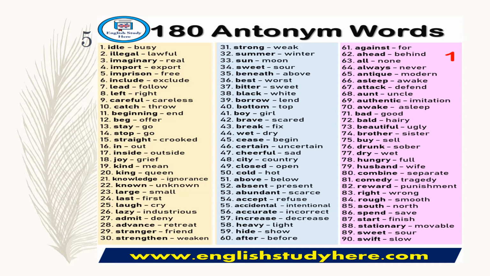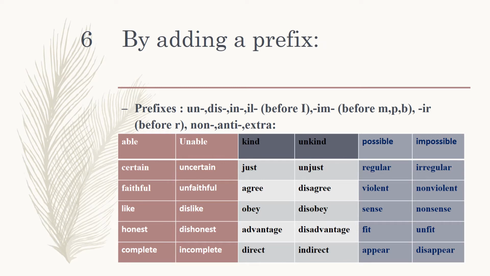So go through this chart. You will be able to identify different kinds of opposite words or antonym words. So children, antonyms are mainly formed by adding a prefix to the given word, or by changing the suffix, or by a completely new word. First of all, let's review a little bit.